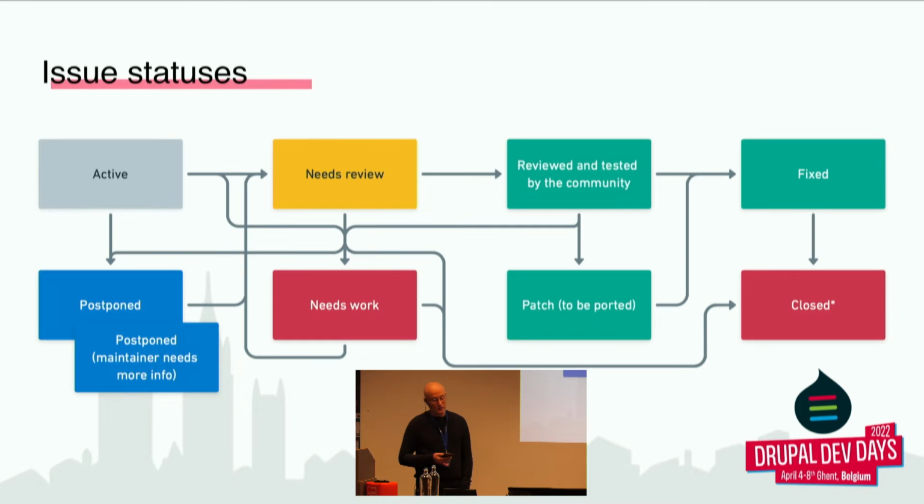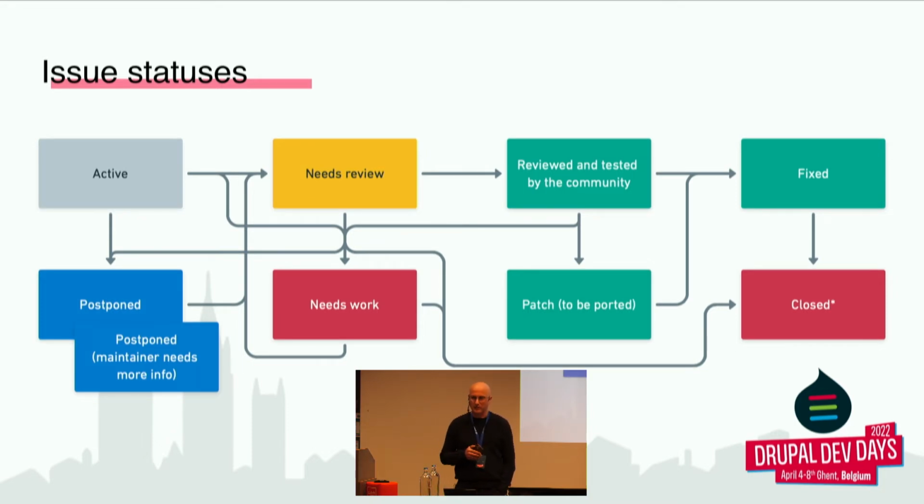They might move it to RTBC, but that's highly unlikely. Usually it will go to needs work because you forgot something or it needs some other change, or somebody disagrees. Usually issues go many times back and forth between needs review and needs work. You do need to set those statuses yourself, except for one condition, which is when you put it to needs review and there's automatic tests. If those tests fail, then actually the system will put it back to needs work.